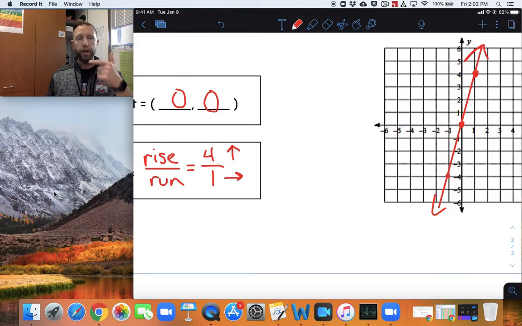Use the beginning point, use the slope to tell you how to get to the next point once you have your beginning point or y-intercept graphed.